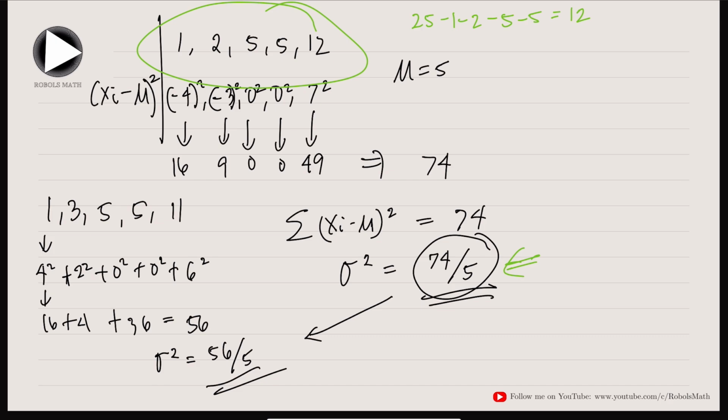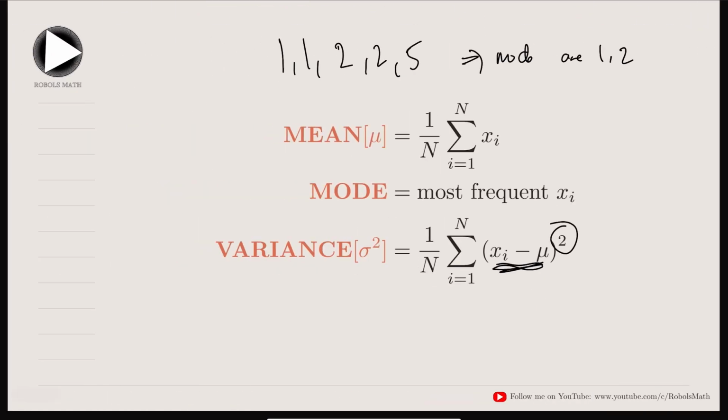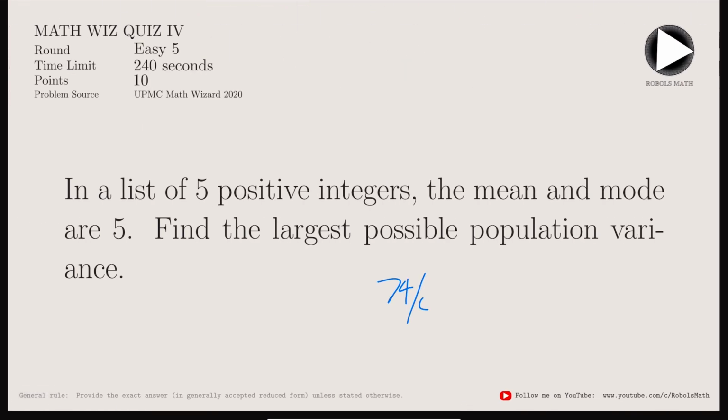But you see that as you stray away from 1, 2, and 12, the variance actually decreases from 74 over 5. So the answer for this question is 74 over 5. Or if you want decimal, this is also equal to 14.8. And that's our final answer.